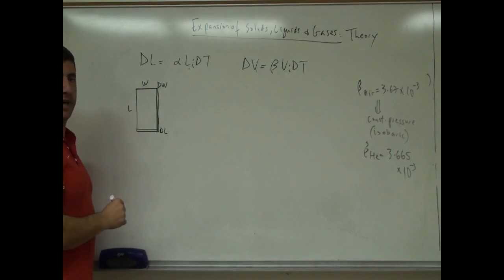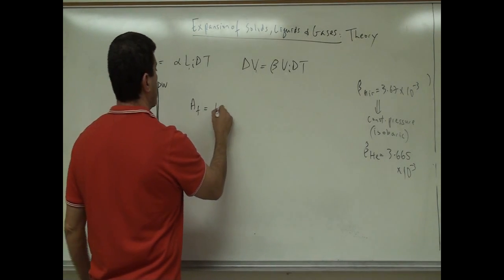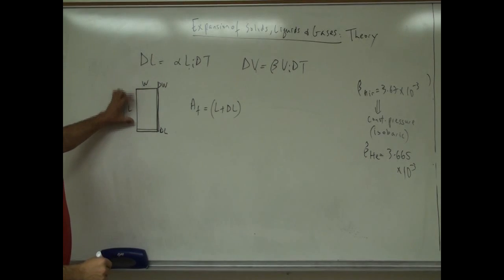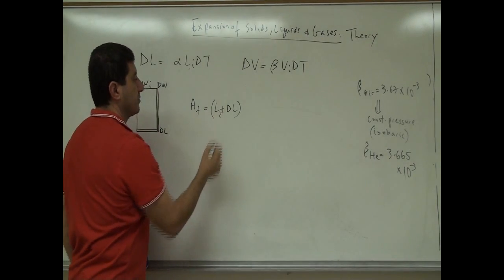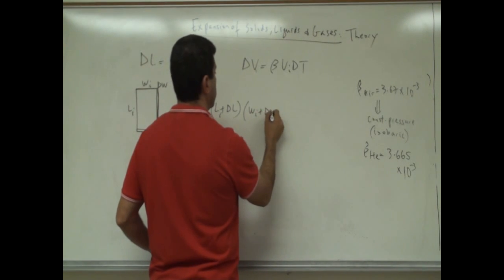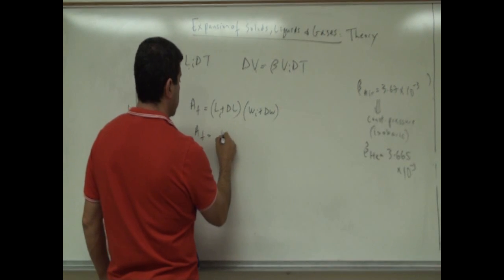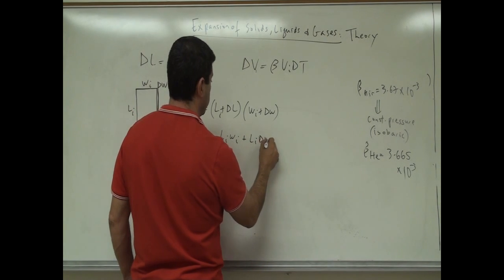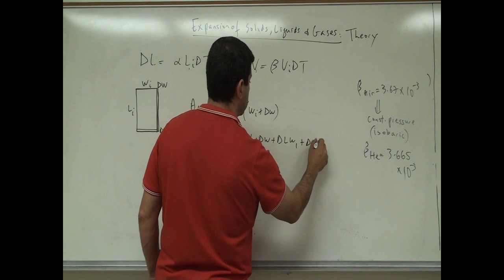So then what's the new area? A final is going to be equal to L plus delta L, the initial length, so we can call this L initial, W initial, L initial plus delta L times width initial plus delta W. Right? Then we multiply this out: L initial width initial plus L initial delta W plus delta L width initial plus delta L delta W.